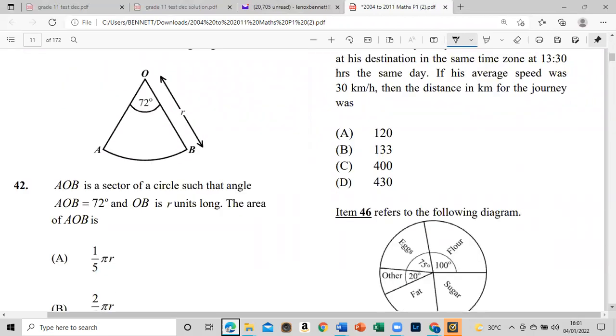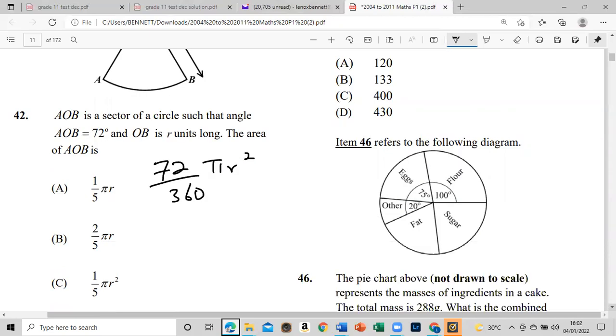AOB is a sector of a circle such that the angle AOB equals 72 degrees and OB is one unit. Area of AOB is the angle over 360. But since it's a sector, it's a fraction of this. Let me see what this will go. 36 triangle, and it's 2 times, right? So 1 cube. See there? When I break it down to these bits, right? So nice. It's awesome, guys.